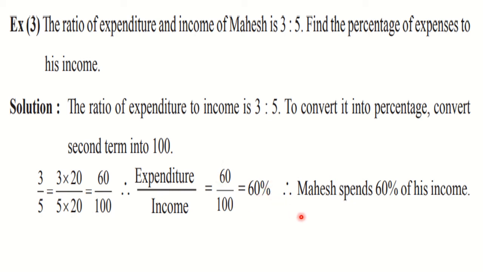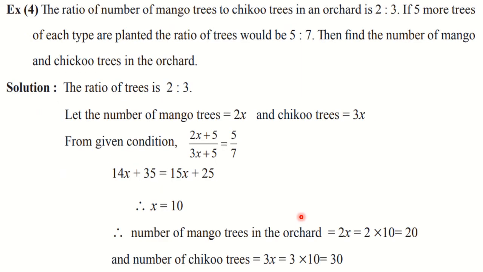Then also you are going to get the answer 60. So whenever you want to find a percentage, either you make the second term 100 or simply you multiply by 100 and you get the percentage. Then the next example, the fourth one. The ratio of the number of mango trees to chiku trees in an orchard is 2:3. If 5 more trees of each type are planted, the ratio of the trees would be 5 upon 7. Then find the number of mango and chiku trees in the orchard.